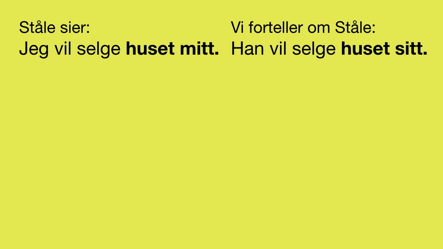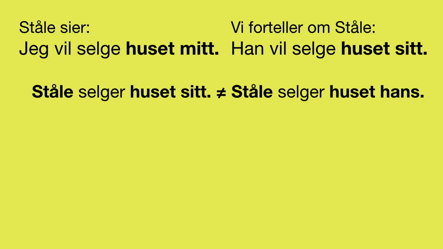You see, since the house belongs to the subject of the sentence, we have to use the reflexive possessive pronoun. Because if I say Ståle selger huset hans, well, that will mean a different thing. That will be a house that belongs to another person. Whereas Ståle selger huset sitt, that means that Ståle owns the house. So the house belongs to the subject of this sentence.